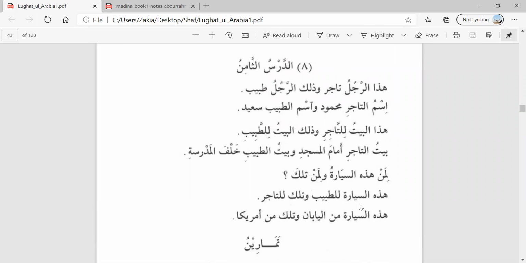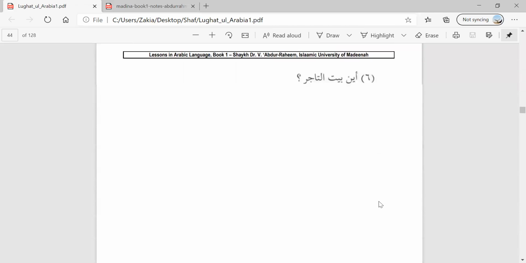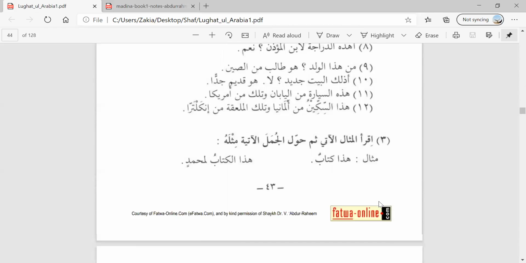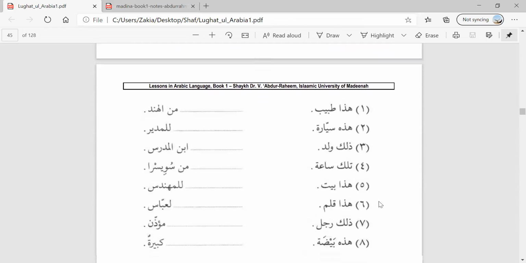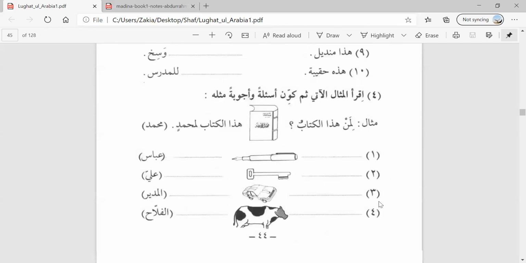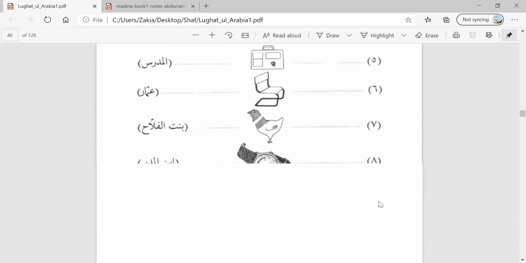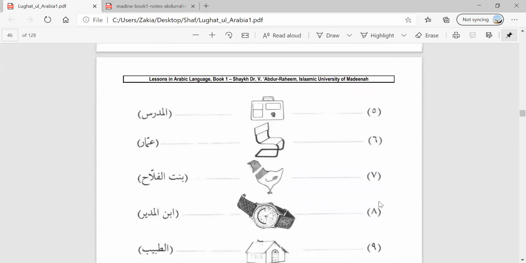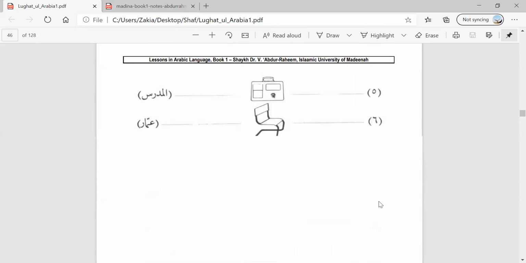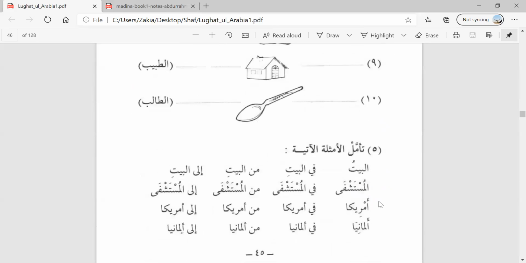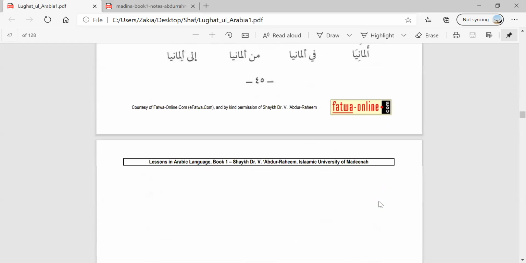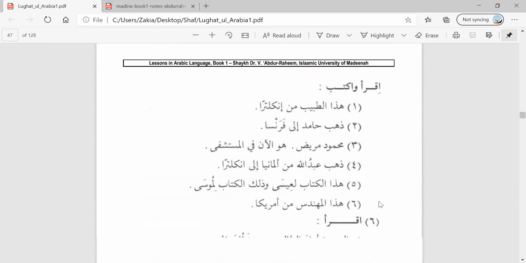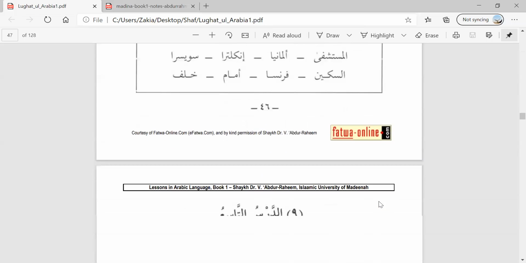Here again, we're talking about sayara, the car, which is feminine because it ends in ta marbuta, so that's why we put hadihi. So again, this is all what you've covered in your lesson today, inshallah. You can work through all this, and carry on going through that all the way up to page 44. Then you can continue from here, all the way up to page 45. You think you could finish this lesson off?